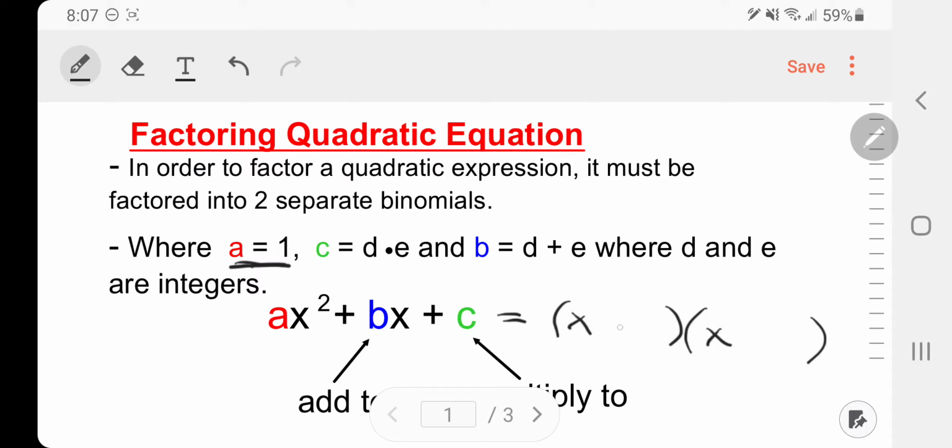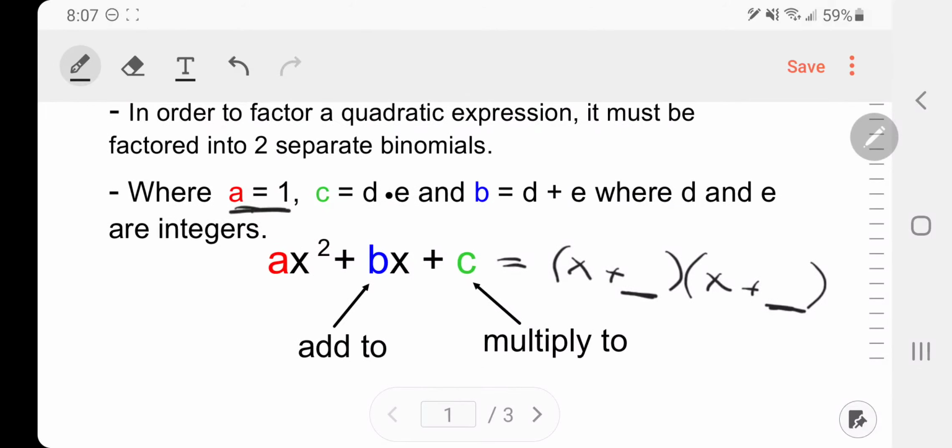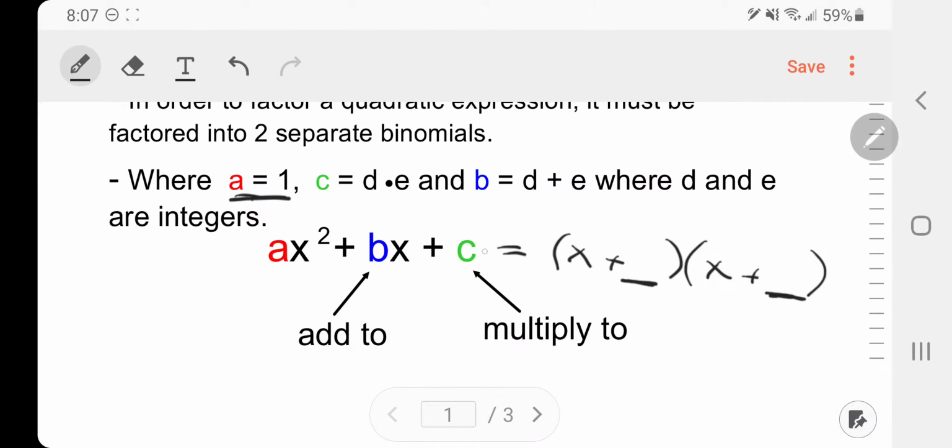There's going to be an x in each parenthesis, and then you're going to be filling in your factors into each of these binomials. Again, what you're doing here is looking for two numbers, these two factors here and here, that are going to multiply to be your last number and add to be your middle number. So that's the idea as to what we are trying to do with each of these questions.